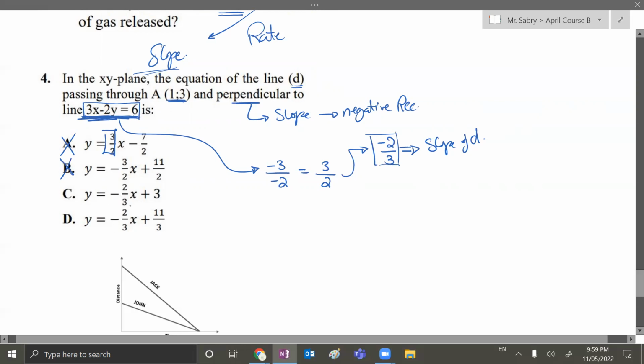But C and D both have the same slope. So how do I find the y-intercept? I told you that the y-intercept must have an x that is equal to 0.